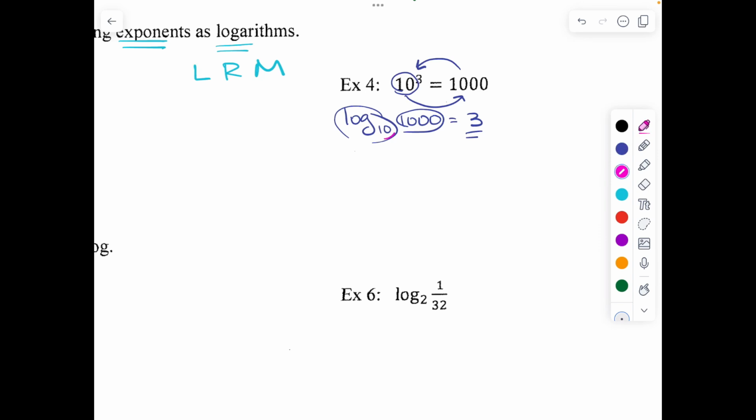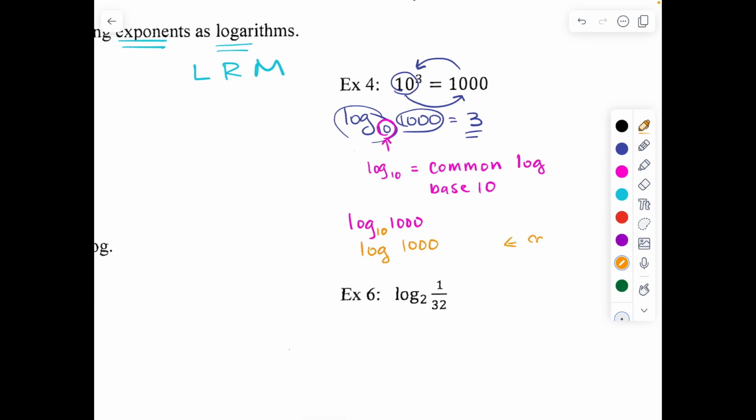Keep in mind, this shows you something really important. Whenever we have a log with a base 10, we call this the common log, which is a base 10. So when you just see log 1,000, just know that there's an invisible 10. We don't put log base 10 because it's just implied that it is base 10. So when we say log base 10 of something, we just use log. In your calculator, the log key is also going to be implied as log base 10.